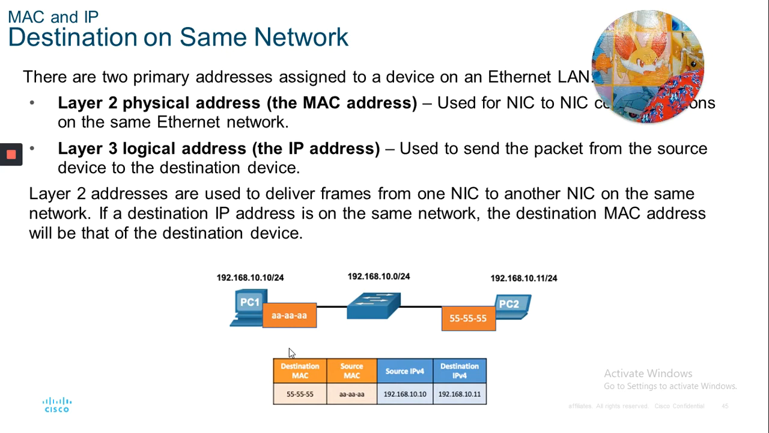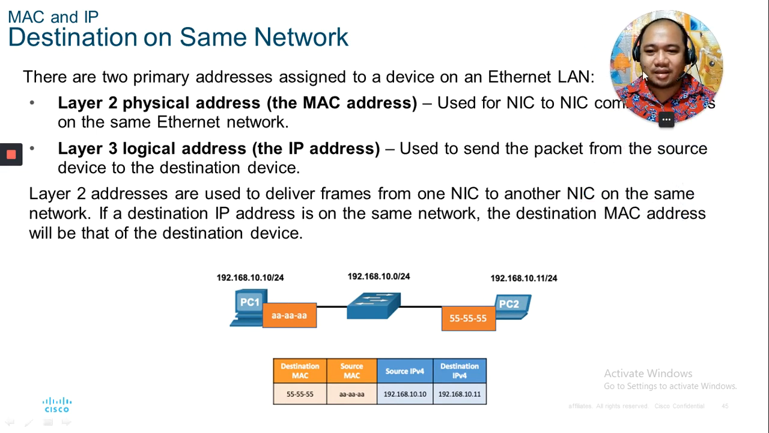Destination on network. There are two primary addresses assigned to a device. On an Ethernet LAN, we have layer 2, which is the MAC address, and the logical address for layer 3. We've already discussed this in our frame, where you put your source and destination MAC address. Layer 2 addresses are used to deliver frames from one NIC, or network interface card, to another. If the destination is on the same network, the destination MAC address will be that of the destination device. You use the MAC address of your destination for as long as you are on the same network.